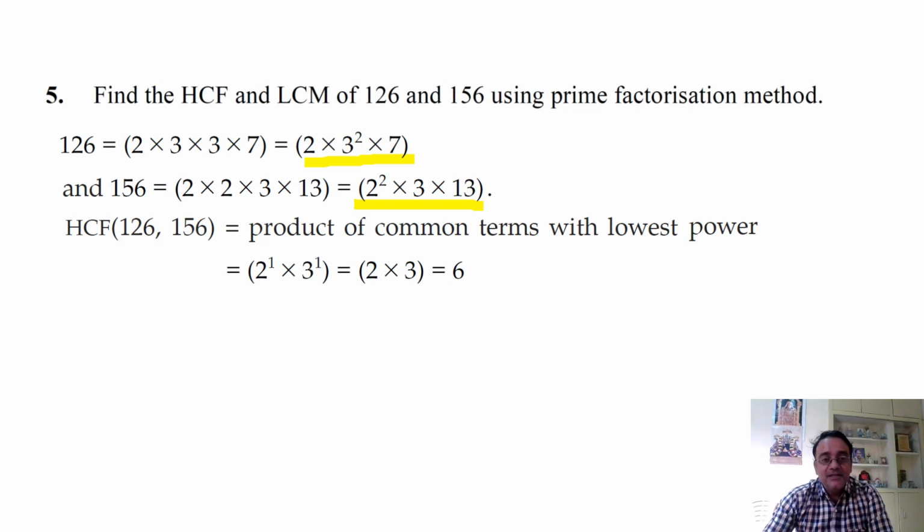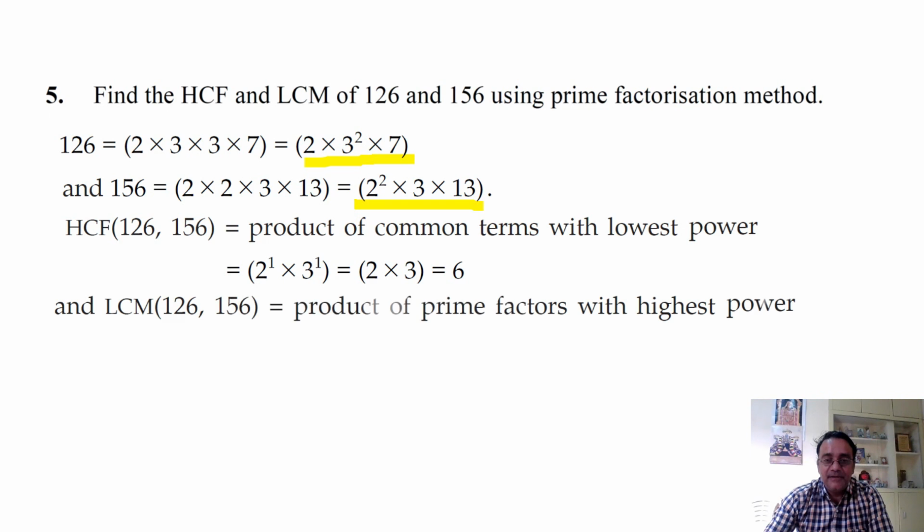Okay, now what is the LCM? The product of all factors involved in the prime factorization with highest power. So the highest power of 2 is 2, the highest power of 3 is 2, and 7 into 13. So we'll multiply all these numbers. We'll get 4 into 9 into 7 into 13, which is equal to 3276. So LCM is 3276 and HCF is 6. So this is the answer.